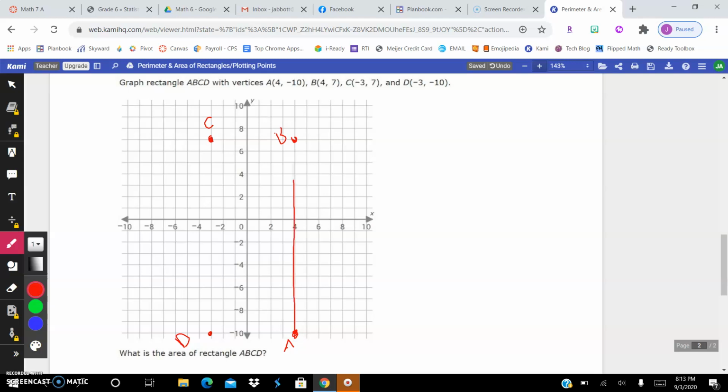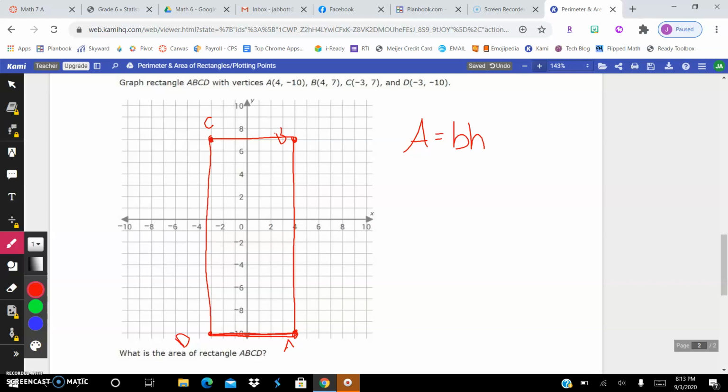We connect our 4 points. Sorry about my not straight lines. We have a large rectangle here, and we have to find the area of this rectangle. Well, area of a rectangle is base times height. So the base is what it's sitting on. So the base is down here at the bottom.